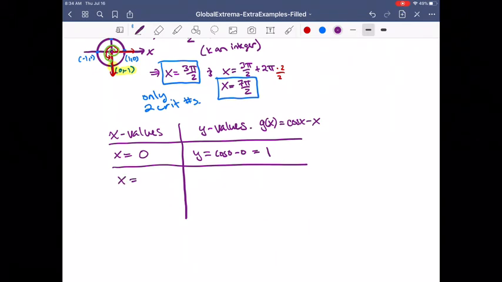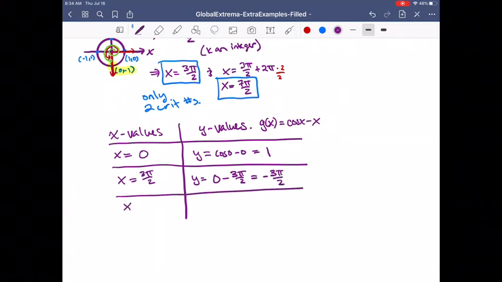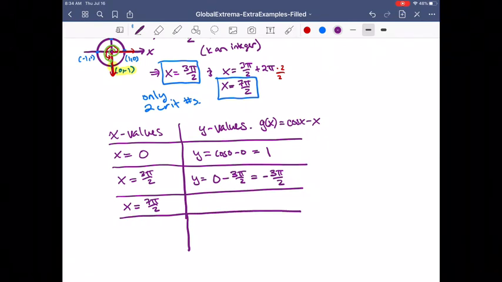When x is 3 pi by 2, cosine of 3 pi by 2 is actually 0. So this is going to be 0 minus 3 pi by 2, so we're going to get minus 3 pi by 2. When x is 7 pi by 2, because it has the same terminal side in our angle, the cosine value is still going to be 0 because it's the x value there. So this y value is going to be 0 minus 7 pi by 2, so we're going to get negative 7 pi by 2.